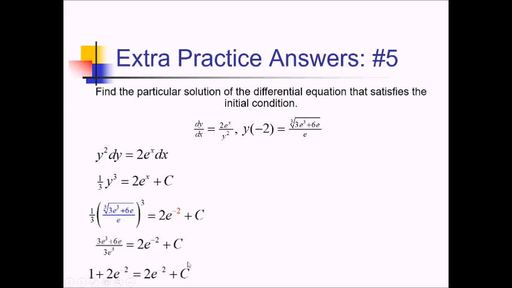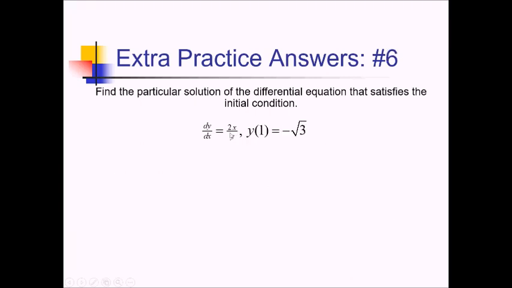So then we just end up with c equals 1 after all that. All right, so I can plug that one back into this equation right here to get 1/3 y cubed equals 2e to the x plus 1. And then don't forget to isolate y. So I'll multiply both sides by 3. That's going to be 6e to the x plus 3 on the right. And to get y by itself, I have to cube root both sides. So y then is just going to be the cube root of 6e to the x plus 3.